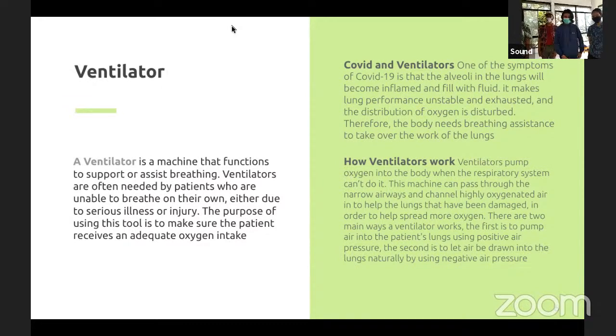How do ventilators work? Ventilators pump oxygen into the body when the respiratory system can't do it. This machine can pass through the narrow airways and channel highly oxygenated air into the lungs that have been damaged, in order to help spread more oxygen. There are two main ways a ventilator works. The first is to pump air into the patient's lungs using positive air pressure. The second is to let air be drawn into the lungs naturally by using negative air pressure.